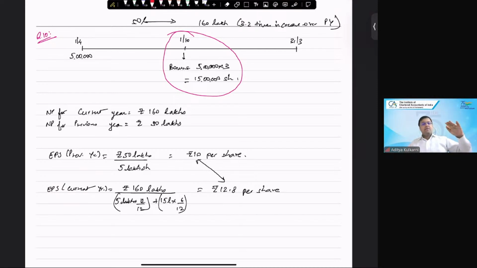In shareholders funds, reserves will go down, share capital will go up. That's it. Overall equity shareholders funds will remain the same. Do you agree to this, everyone? Yes, sir. All right.